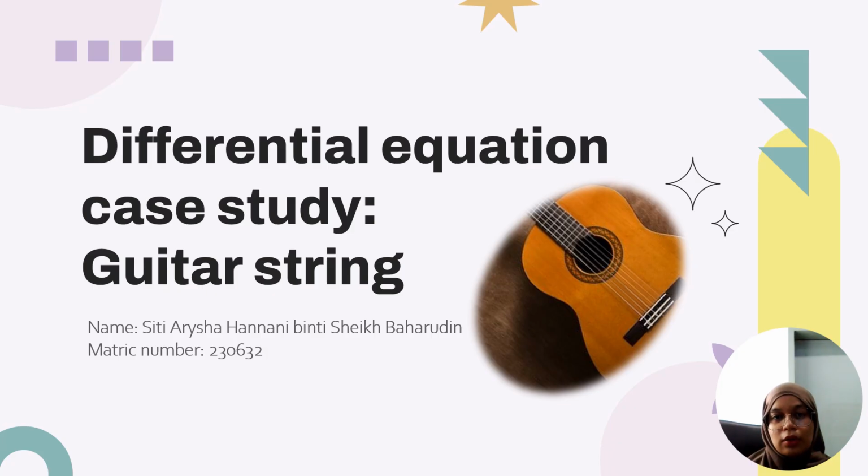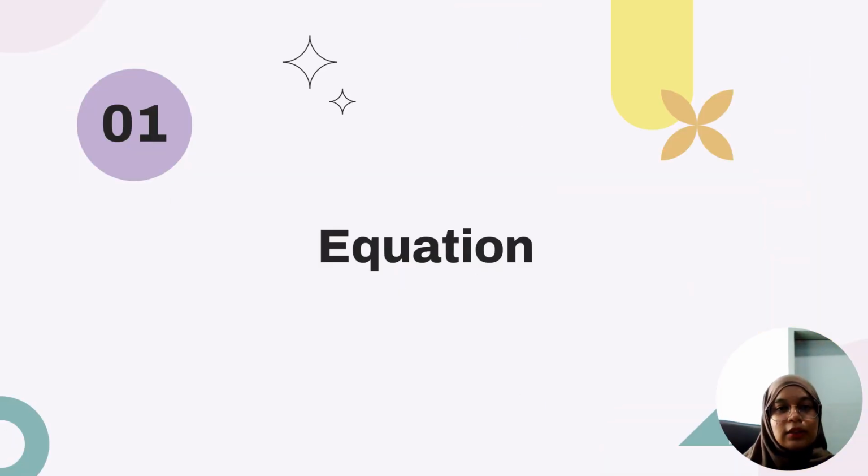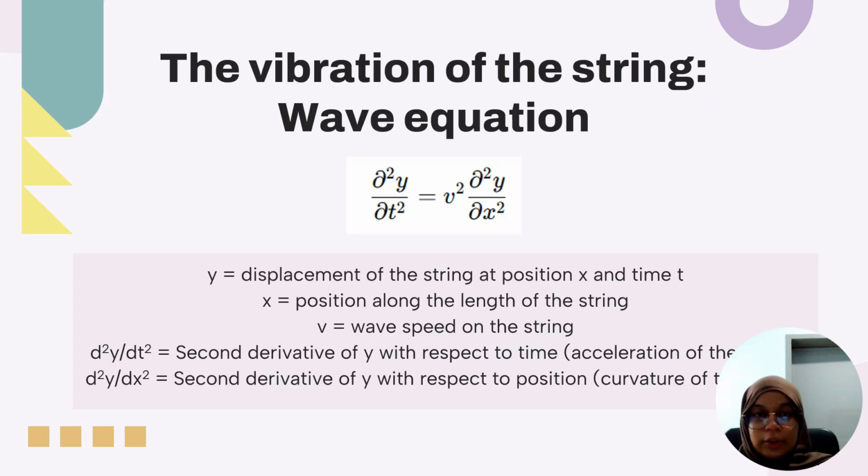Today, I'm going to talk about how differential equations explain the motion of a vibrating guitar string and how that vibration turns into sound. Once the guitar string is released, the tension in the string pulls it back to its original position, but due to inertia, it keeps moving and creates waves that travel along the string. This motion is described by a partial differential equation called the wave equation.